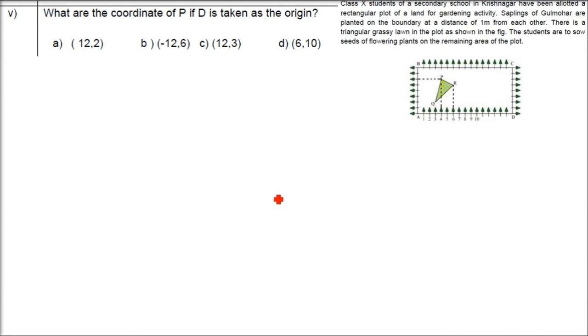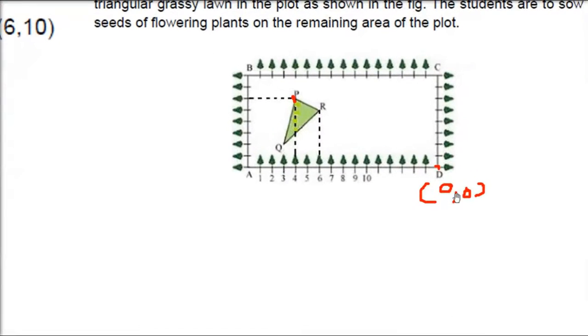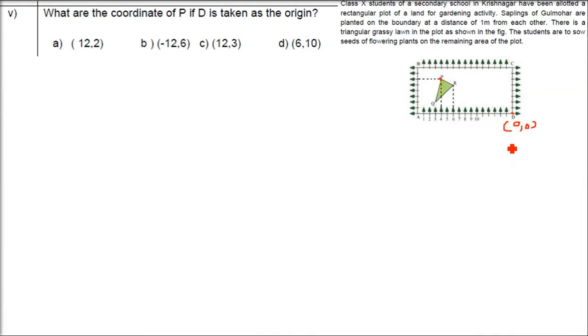What are the coordinates of P if D is taken as the origin? So D is now taken as the origin, so this is now (0, 0). Now we are going back. In order to find P, for x we are going back. For y, it doesn't matter, it will be upward. So sign doesn't matter. So 1, 2, 3, 4, 5, 6, 7, 8, 9, 10, 11, 12. It is coming to 12. See, backward I am coming.